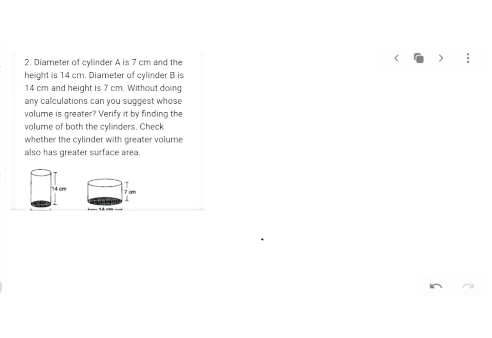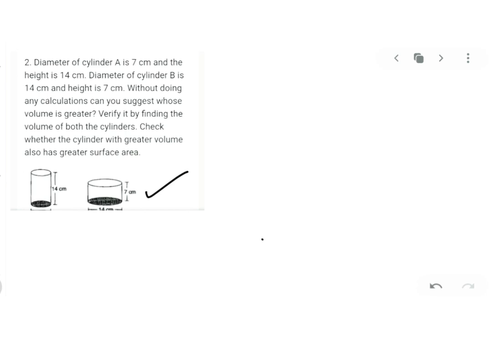Problem number 2 says diameter of a cylinder A is 7 centimeter and height is 14. Diameter of cylinder B is 14 centimeter and height is 7. Okay, without doing any calculations, can you suggest whose volume will be greater? Now see, we can say that the volume of container B will be greater because the radius of B is greater than the radius of A. Got my point?